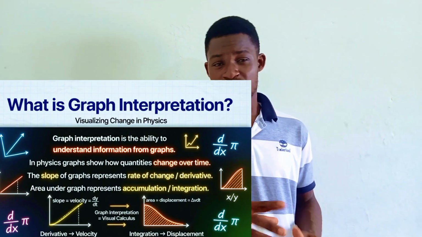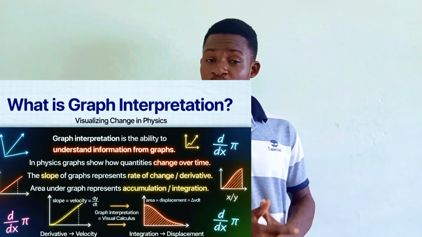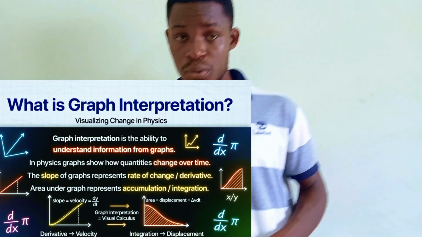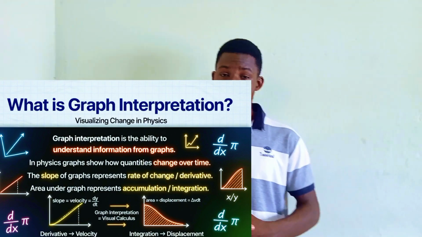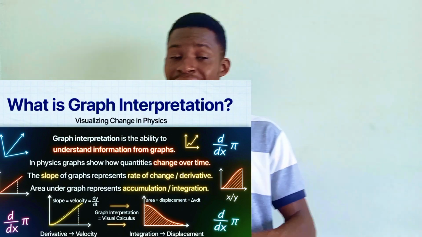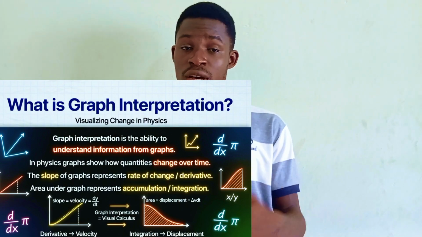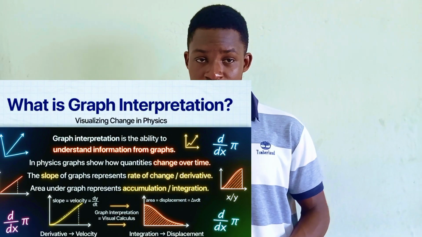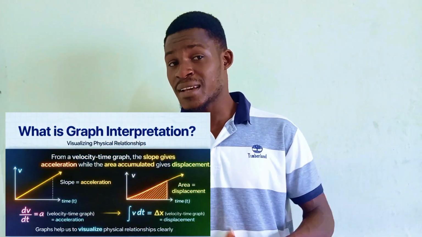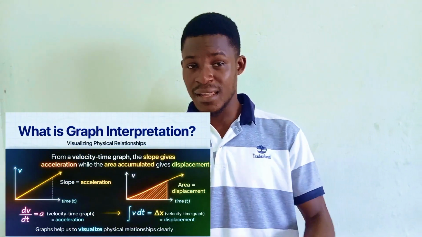Integration. Now, for example, from a velocity-time graph, the slope gives us what? Acceleration, whilst the area accumulated under the graph gives us what? The displacement, or let's say the distance. Graphs help us to visualize physical changes clearly.